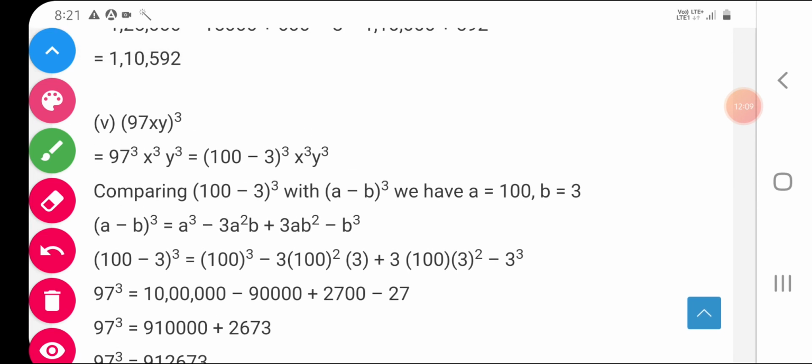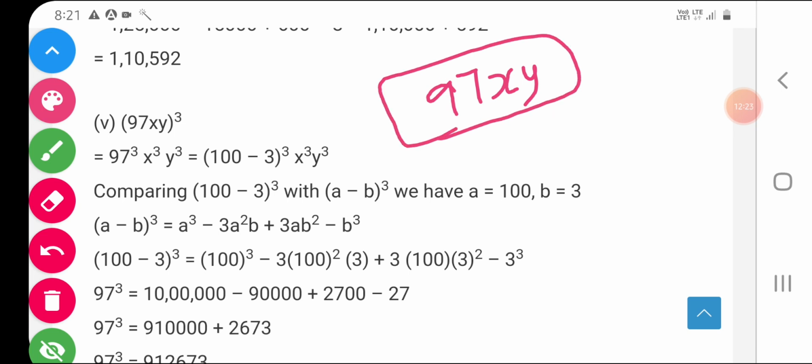Next subdivision 5. They have given 97 xy the whole cube. The value has been given only once. That is a monomial they have given. We need to express this monomial as a binomial. How can we express? Simple. This is a whole cube they have given. So this cube will be common to 97 as well as x and y. So we can write this one as 97 whole cube x cube into y cube. 97 cube x cube into y cube. X cube y cube we have to keep as it is.